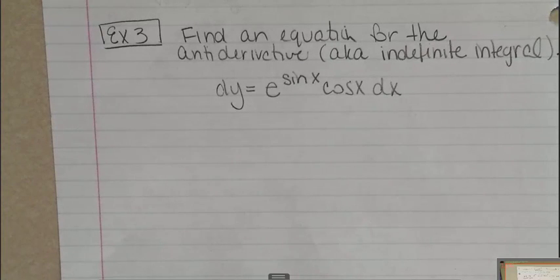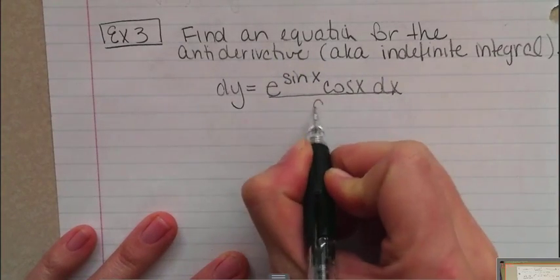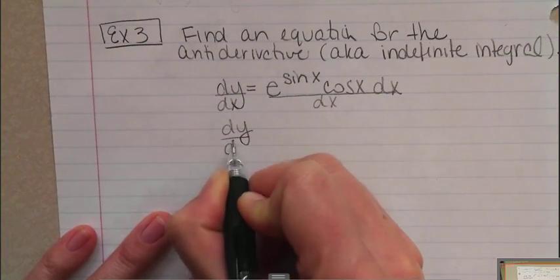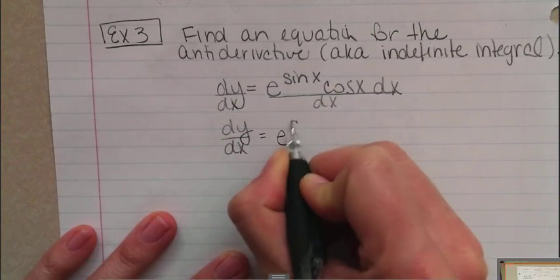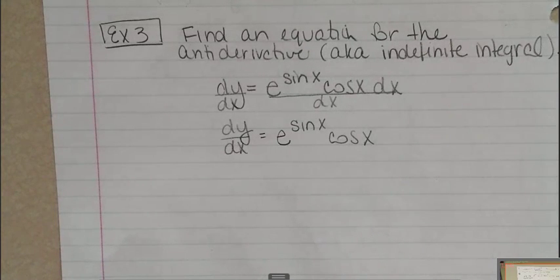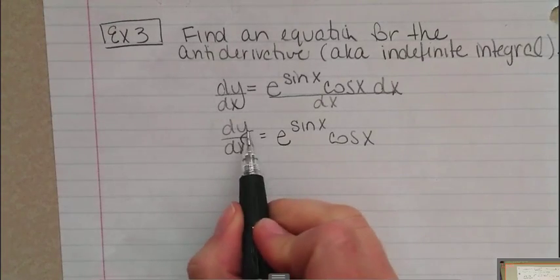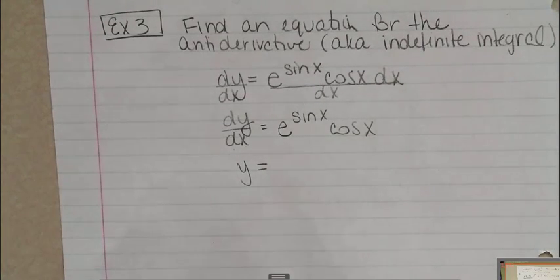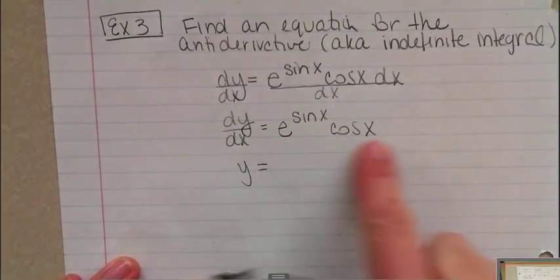Okay, and what you're going to want to do right now is find an equation for the antiderivative. So the first thing I should do is figure out what the derivative is, right? So if I just divide both sides by dx, then I know that the derivative of y with respect to x is just e raised to the sine x, times cosine x. And my goal now is to do the antiderivative, so to get back to y. No more derivative of y with respect to x. I just want an answer for y. What was that original function that I took the derivative of to get this?